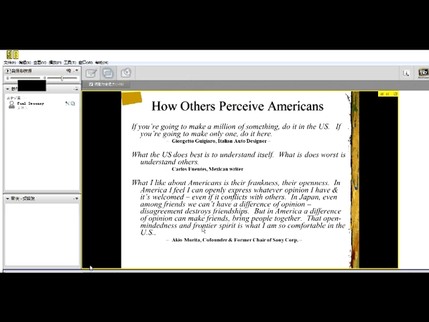He's a Nobel Prize-winning writer, and what he said is, gee, what the U.S. does best is understand itself. What it does worst is understand others. And that's really interesting, as is that Akio Morita quote. He's the former chair of Sony Corporation. He lived in the U.S. for years and had some sensibilities that extended across continents. And you can see what he says too.